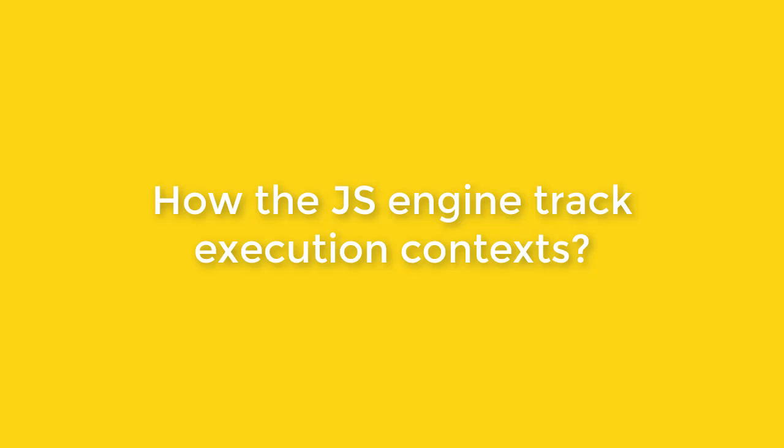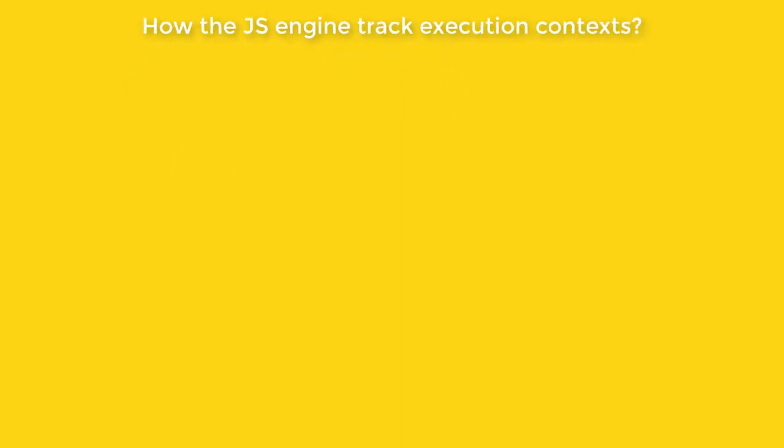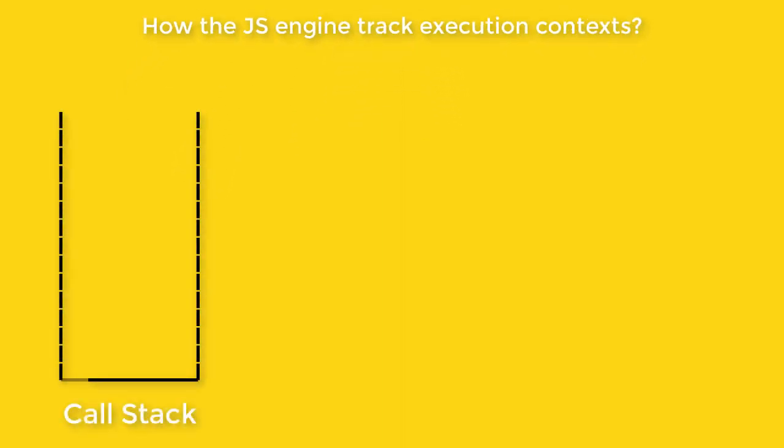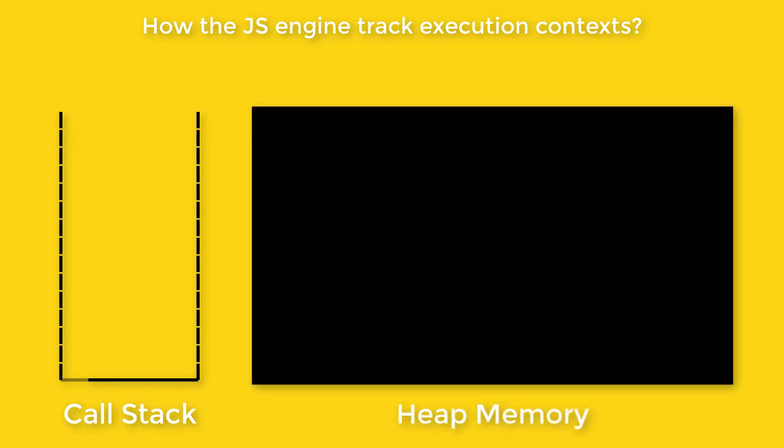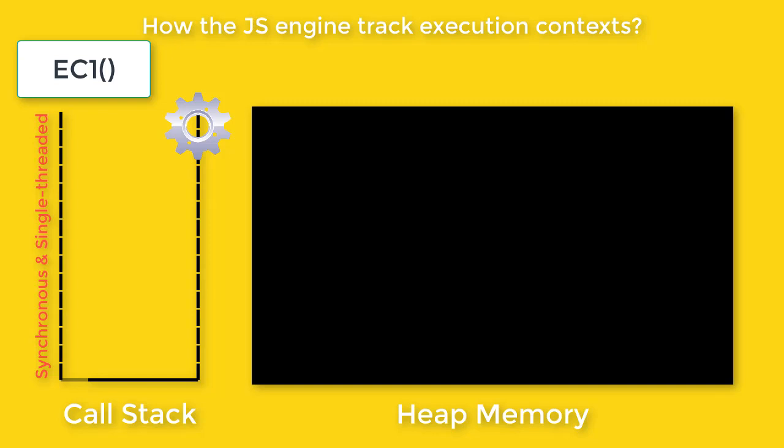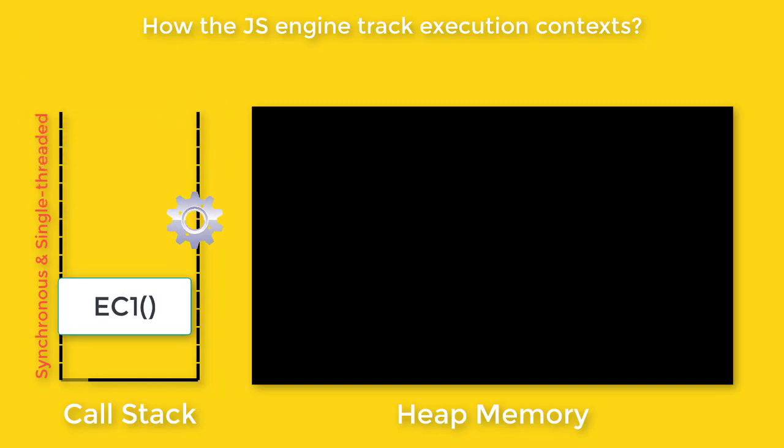In the last video we saw that the JavaScript engine has two main components, which are the call stack and the heap memory. The call stack is the mechanism that allows the JavaScript engine to ensure the execution of all execution contexts, only one of them at a time and in order, because remember, JavaScript is synchronous and single-threaded. When an execution context is created, it gets pushed onto the top of the call stack.